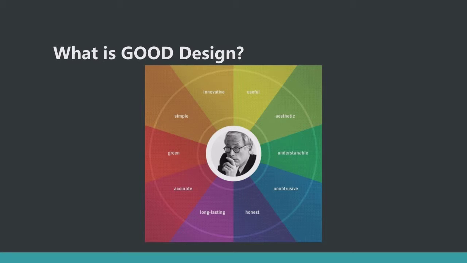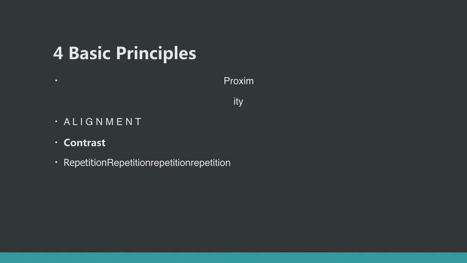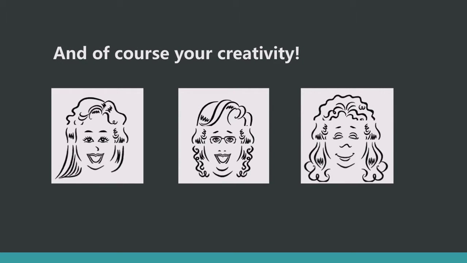So, what is good design? Good design is aesthetic, understandable, unobtrusive, honest, long-lasting, accurate, green, simple, innovative, and useful. There are four basic principles of design. They are proximity, alignment, contrast, and repetition. And of course, your own creativity in the design.